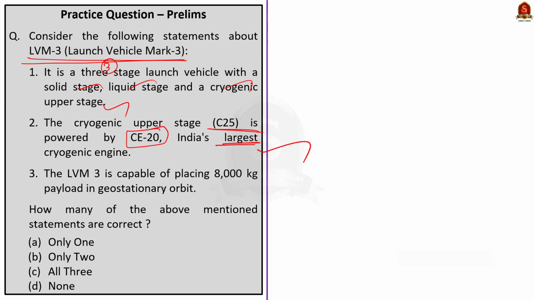Next is the Launch Vehicle Mark III is capable of placing 8,000 kg payload in geostationary orbit. This statement is incorrect. Launch Vehicle Mark III is capable of placing 8,000 kg payload in the lower Earth orbit. It can only place 4,000 kg in the geostationary orbit. So the third statement is incorrect. So the answer is option B.